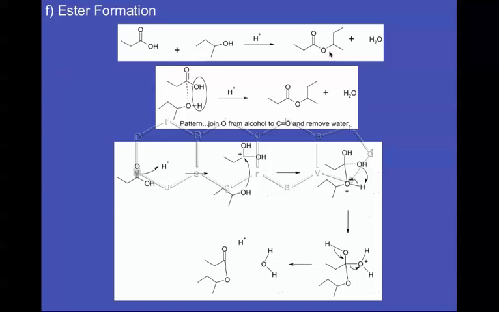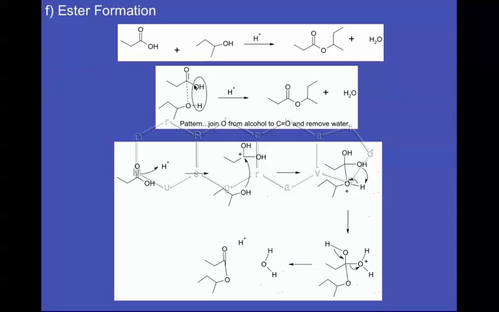Now what's important though is to look at the pattern and to know where these different atoms came from. The C double bond O part obviously comes from the carboxylic acid, and this part connected to the C double bond O, all of this here actually comes from the alcohol. We lose this OH and this hydrogen as H2O, so we're actually getting water as a side product here.